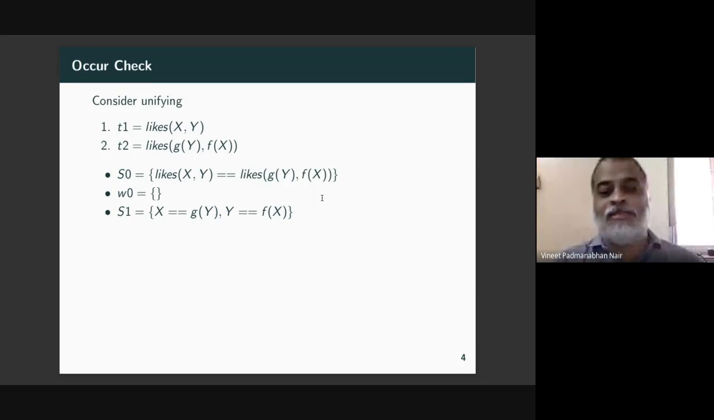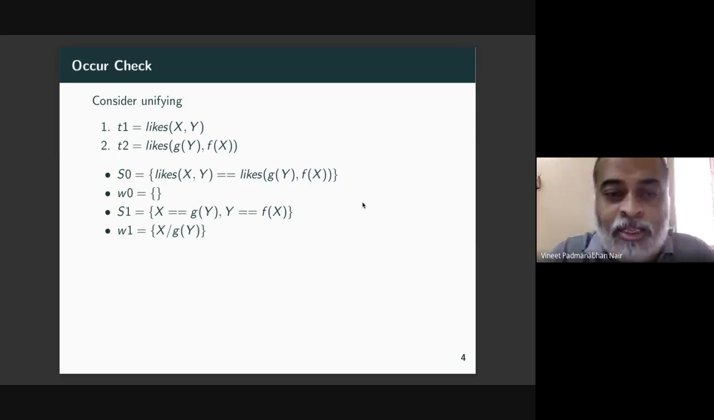So x is equal to g of y. The first part of the first term, you are linking it with the first part of the second term, g of y, and the second part of the first term with the second part of the second term. So x is equal to g of y, y is equal to f of x. Now you are doing a substitution. You are replacing x with g of y. As I told in the previous classes, x is a variable, so you can replace it with a term. A term could be a function, a term could be a variable, a term could be a constant, things like that.